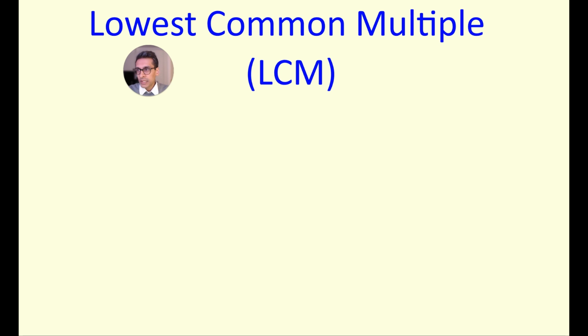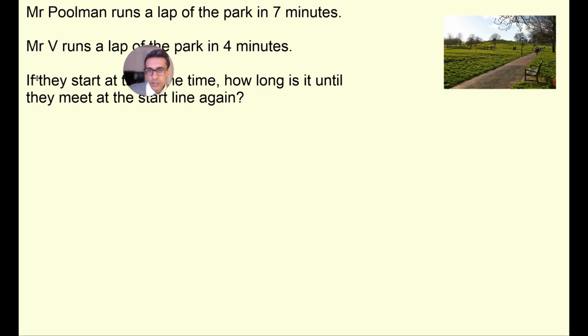We're going to start off with a quick example here. So here's an example of a question where we need to use the lowest common multiple. Mr. Pullman runs a lap of the park in 7 minutes. Mr. V runs a lap of the park in 4 minutes. If they start at the same time, when do they meet at the start line again? Have a go with this first and decide when they are going to meet again at the start line. We're assuming that they run at fixed times, so they're not slowing down or speeding up, and they're continuing to run.